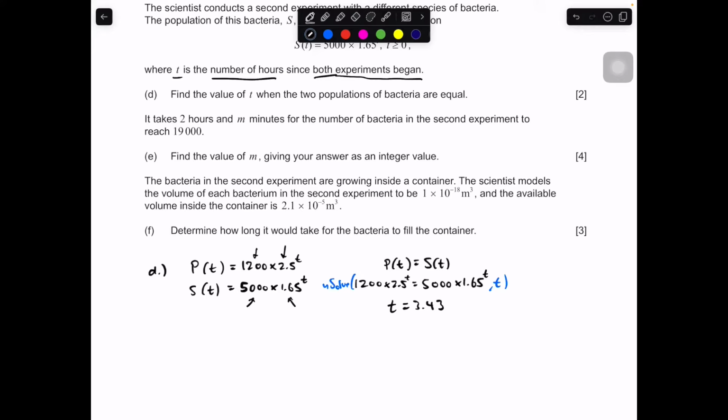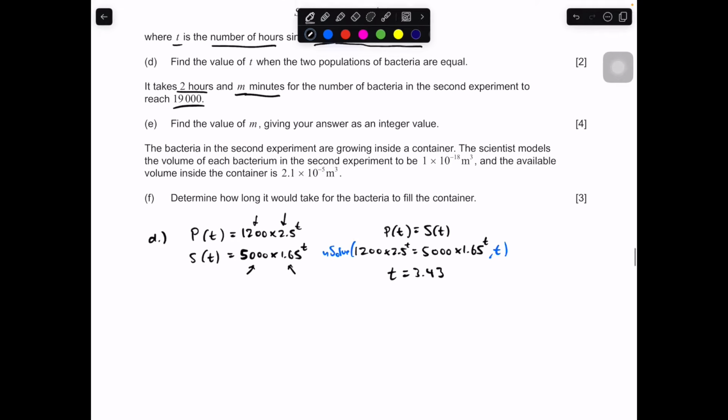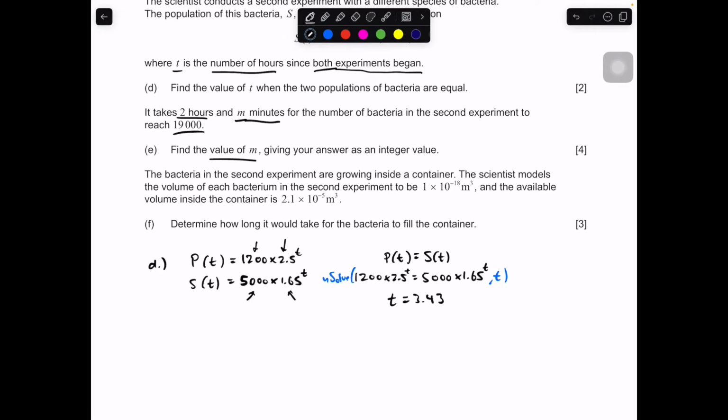Good. Let's keep going. It takes 2 hours and m minutes for the number of bacteria in the second experiment to reach 19,000. So 2 hours and some number of minutes, m minutes, for the number of bacteria in the second experiment to reach 19,000. Find the value of m, giving your answer as an integer value. So again, whole number, no fractions, no decimals.